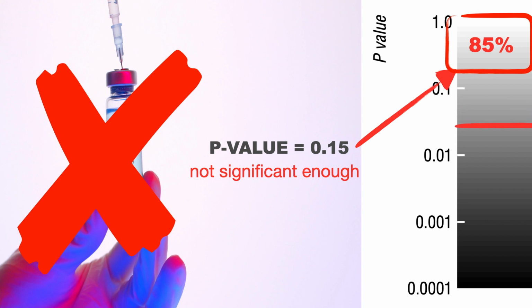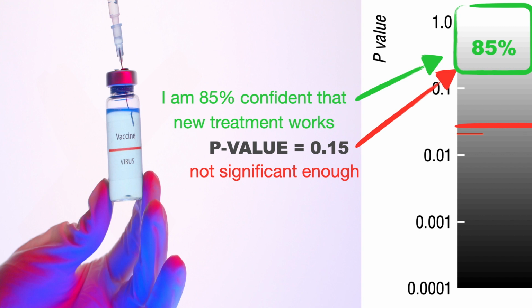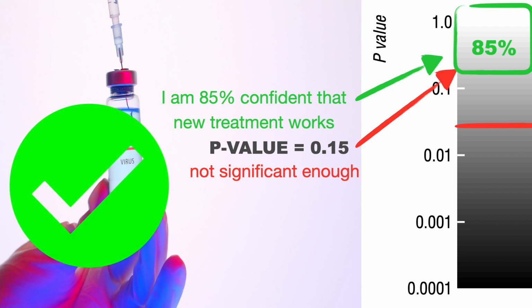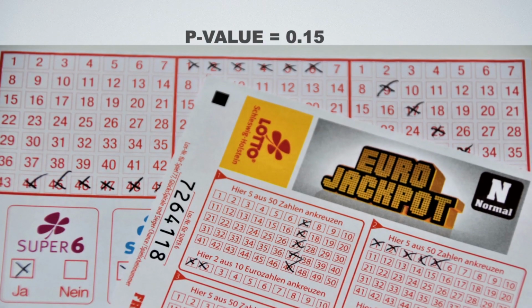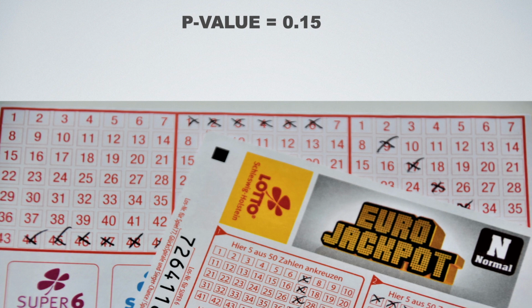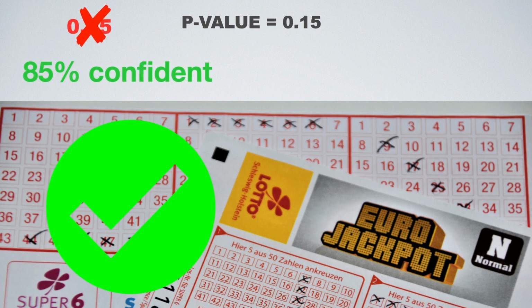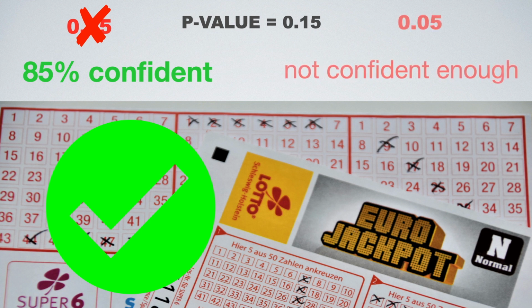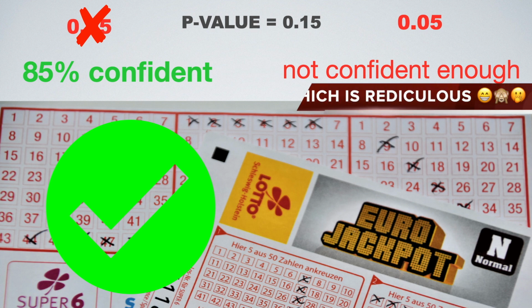However, if you don't blindly follow the cutoff of 0.05, you could look at this experiment in a completely new way by saying, I am 85% confident that the new treatment works and that we found a new way of treating a deadly disease. Similarly, if I was 85% confident of winning the lottery, I would definitely play. But if I strictly follow the cutoff of 0.05, I would be not confident enough that I will win, which is ridiculous, and I would not play.